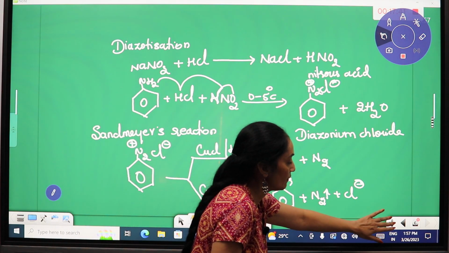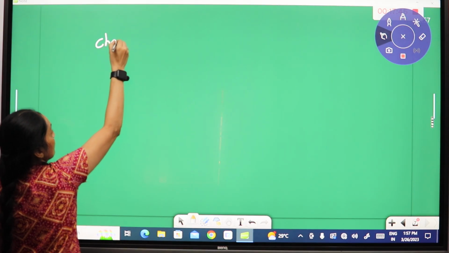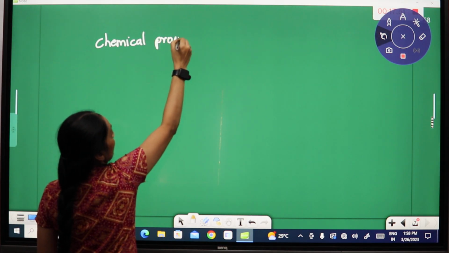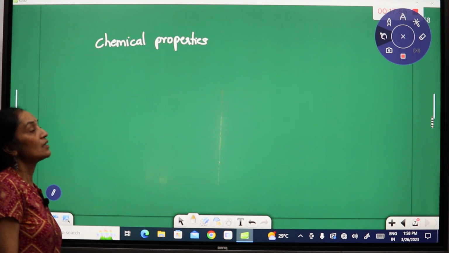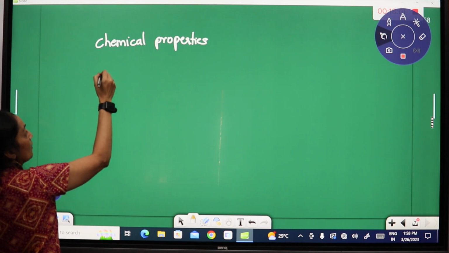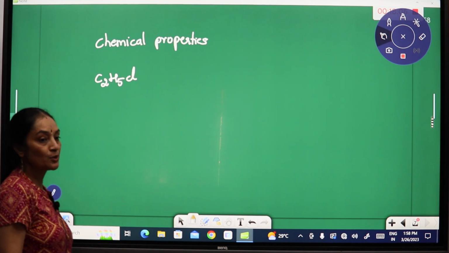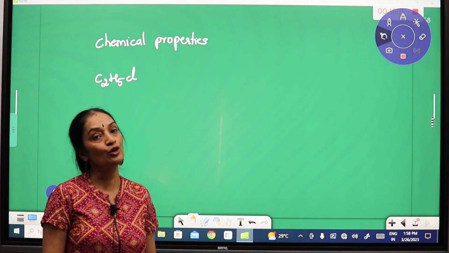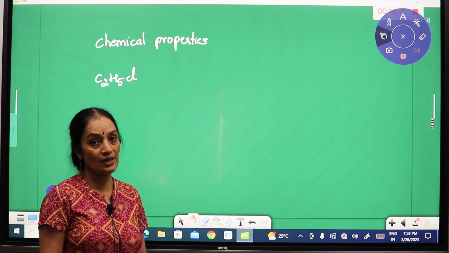Now, when we come to the chemical properties, it depends on what exactly you are going to use. Now see, I am going to take C2H5Cl. In chemical properties, we can study the nucleophilic substitution reaction as the first one. The second one we have is the elimination reaction.